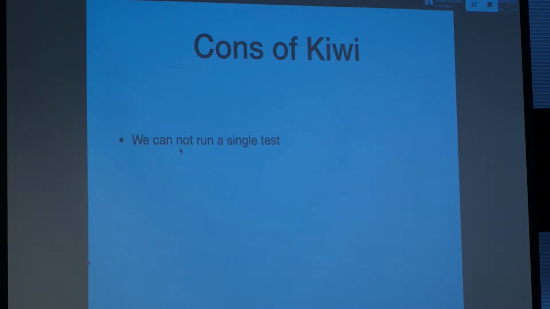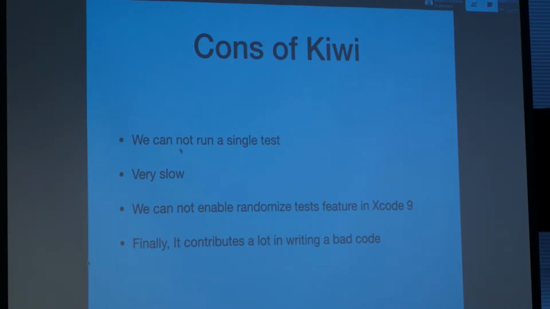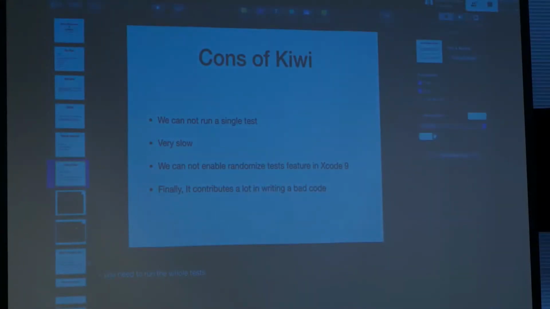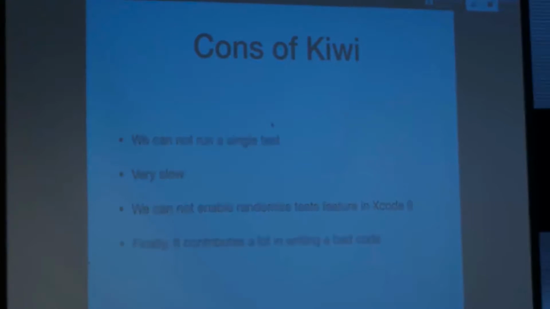We cannot run a single test. You have to run all tests together in order to see the result of your test. The tests are very slow. We cannot enable the randomized test feature in Xcode 9 because Kiwi does not support this feature. Finally, it contributes a lot to writing bad code. I will tell you why it contributes a lot to writing bad code.